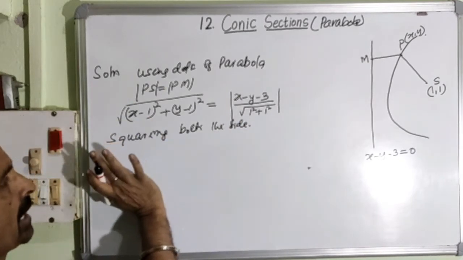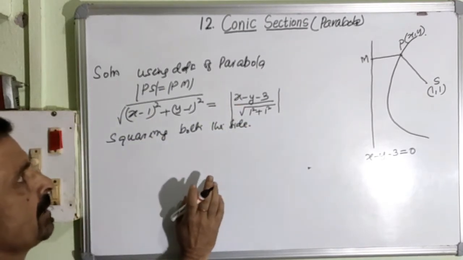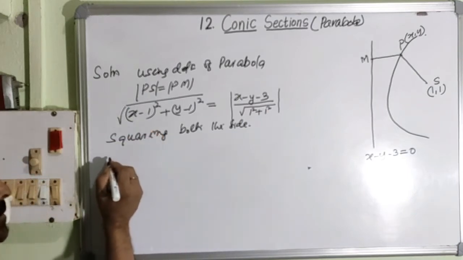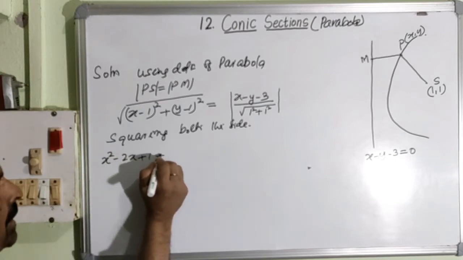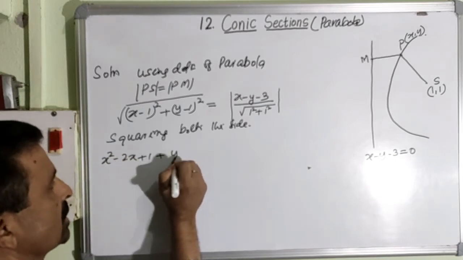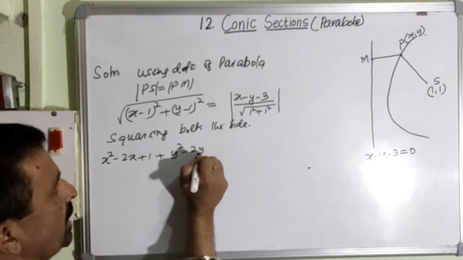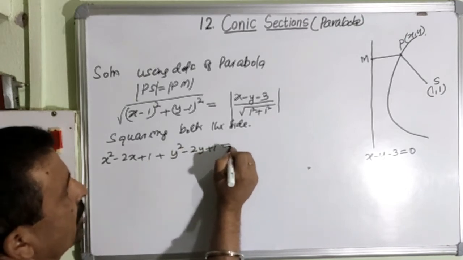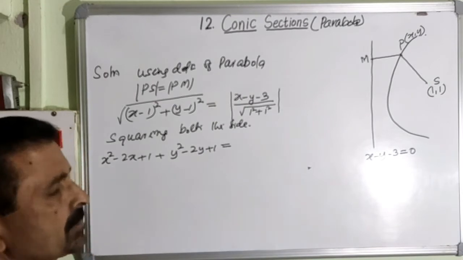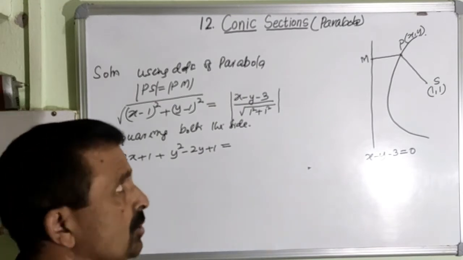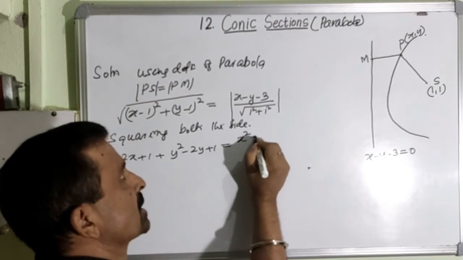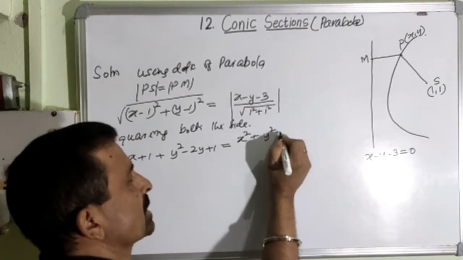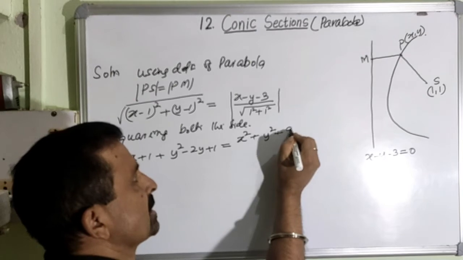Now the root sign from the left side will disappear, and from the right-hand side the mod sign will disappear. Then we are expanding (x minus 1) whole square, that is x square minus 2x plus 1. Then (y minus 1) whole square is y square minus 2y plus 1. And then on the right-hand side we can apply the (a plus b plus c) whole square formula, right? So we will have the square of a square plus b square, meaning y square plus c square, meaning 3 square, and that is 9.